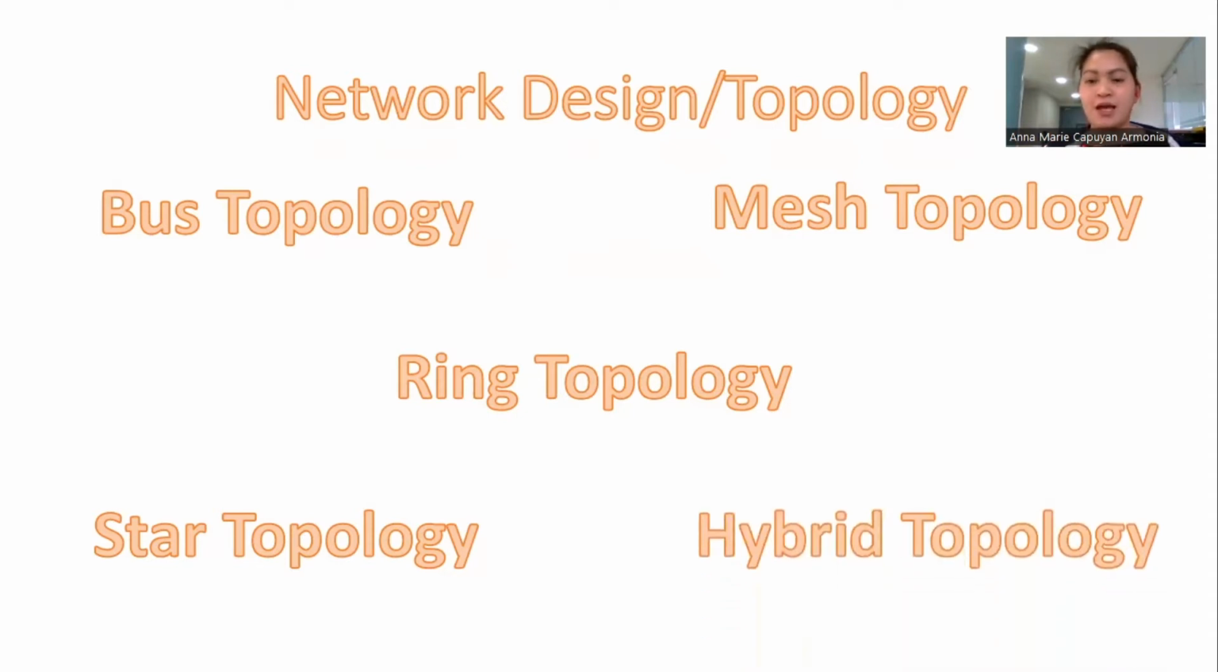The next one is the hybrid topology. The hybrid topology is a combination of two, like the star topology and the ring topology. You combine them together, and that would be a hybrid one.